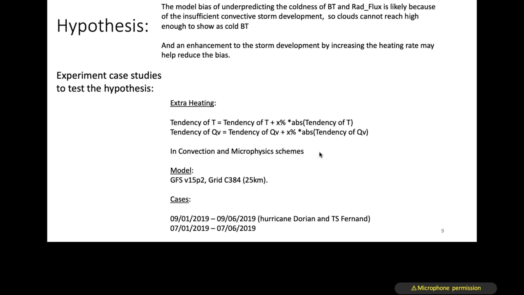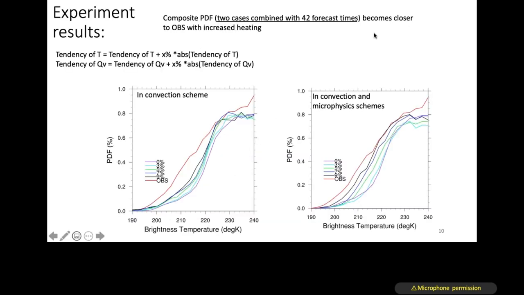The model we used here is GFS V15.2 on this 25 kilometer grid. So we tested these two cases you saw earlier. Okay, here we show this PDF. First of all, we notice that on this 25 kilometer grid, we also have this bias. In this PDF, the red one is observed, and the purple one is the control without any modification.